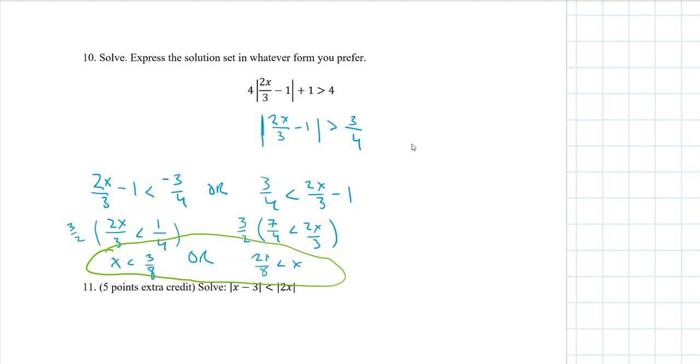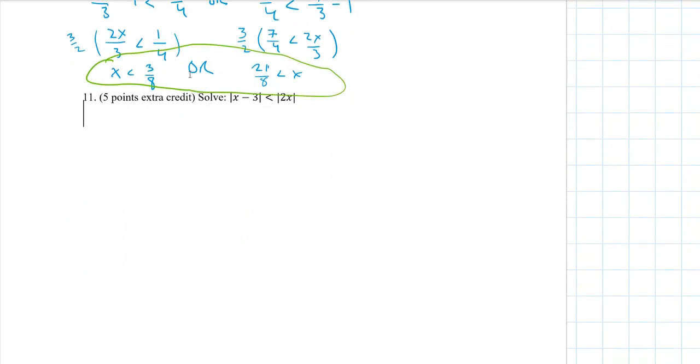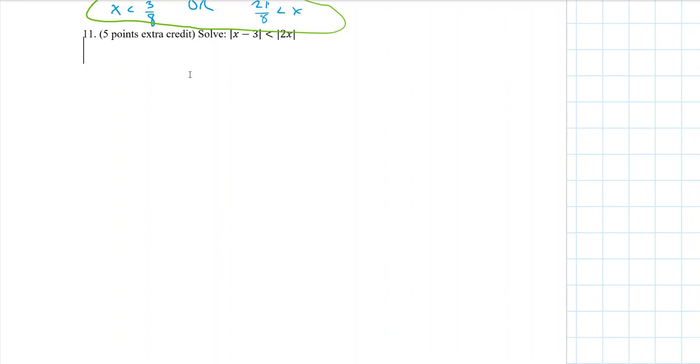And lastly, the extra credit. This is tough. X minus 3 is one of two things. I'm sorry, the absolute value of x minus 3. It's either itself or the opposite of itself.